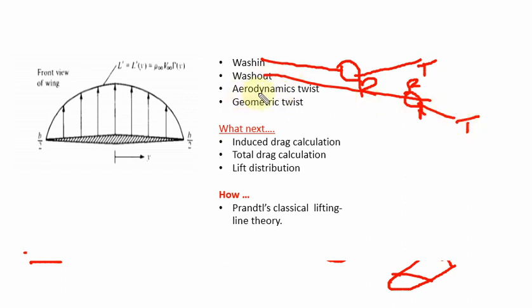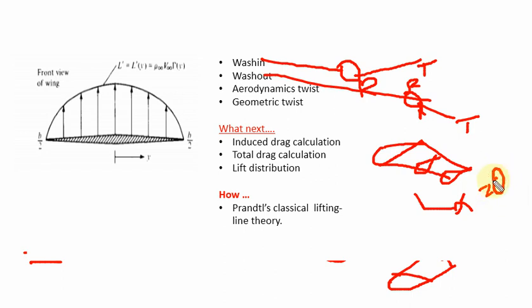Similarly, aerodynamic twist: in a wing section I may use many different types of airfoil. Why do I use so many different types of airfoil? Because I need different lift values at zero angle of attack. So for that purpose I have different airfoil sections along the wing section, creating different lift values at zero angle of attack.